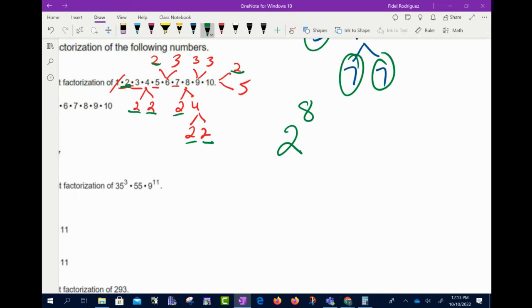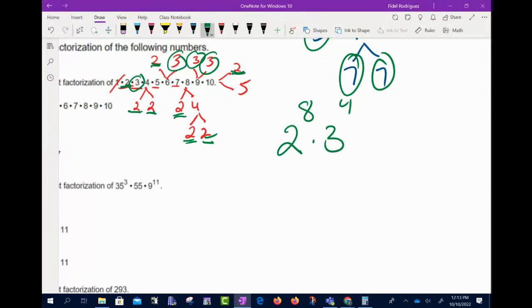Yeah, I counted this one too. So I went 1, 2, 3, 4, 5, 6, 7, 8, right? And I'm going to do the same thing for the 3s. Good question. So look, 1, 2, 3, 4. So 3 to the 4th.